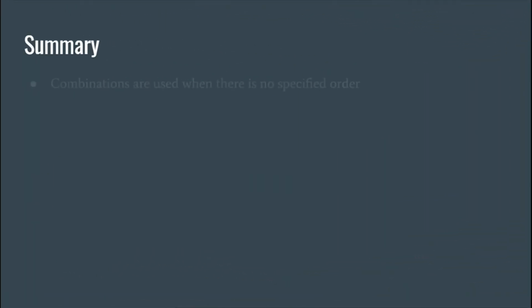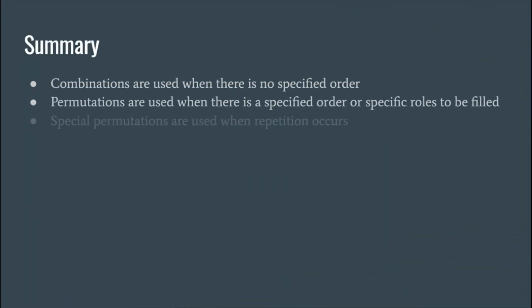To sum it all up, combinations are used when there's no specific order specified. Permutations are used when there is a specific order or when you want to fill in roles. And special permutations are used when you have repetition. I hope that was pretty straightforward, and I hope I was able to help make sense of these different things.